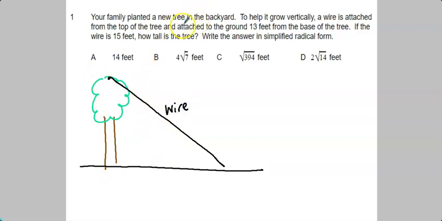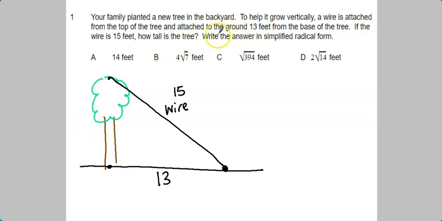Okay, attached to the ground 13 feet from the base of the tree. So here's our wire, it's attached to the ground, and then it's talking about the base of the tree. So that means the 13 goes here along the ground. If the wire is 15 feet, so this wire is 15 feet, how tall is the tree? And then obviously our answer has to be as a simplified radical.